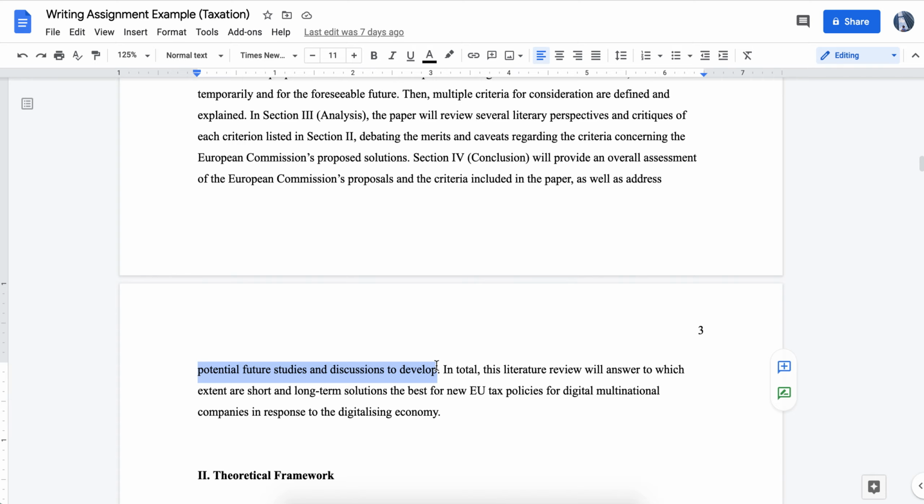So what is my paper going to add to the conversation? And in total, you could have a final conclusion sentence, what this paper is going to do and how it's going to answer your central question.